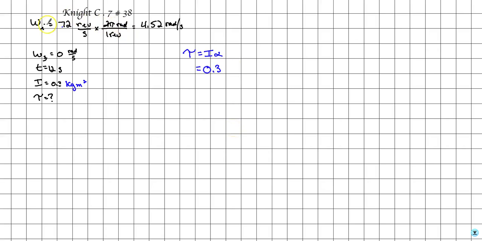Luckily, we know how the angular velocity changes over time. So we can go to one of our kinematic equations that has been converted to angular motion. And we can say then that omega sub f is equal to omega sub i plus alpha t. 0 is equal to 4.52 plus alpha times 12.